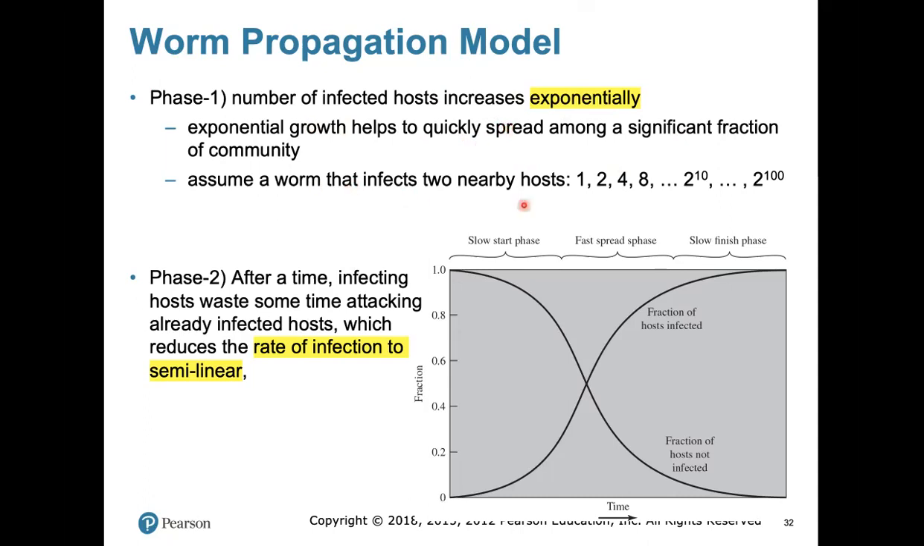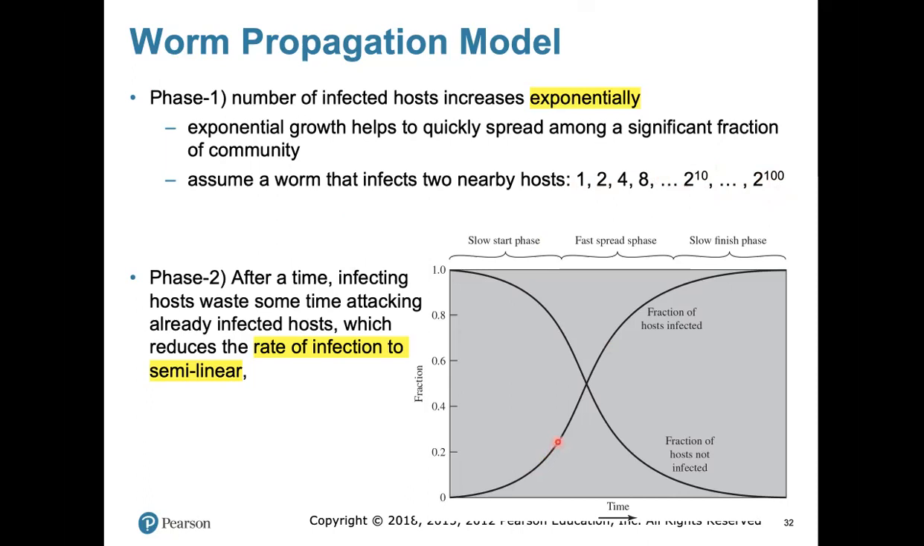For understanding, when we say exponential, consider this. Consider a situation in which every infected computer infects two more machines, or the worm tries to propagate from every infected computer to two more machines, not more. So the number of infected machines will be something like this: 1, 2, 4, 8, and then 2 to the power of 10, 2 to the power of 100. After 100 cycles, 2 to the power of 100 is a super big number.